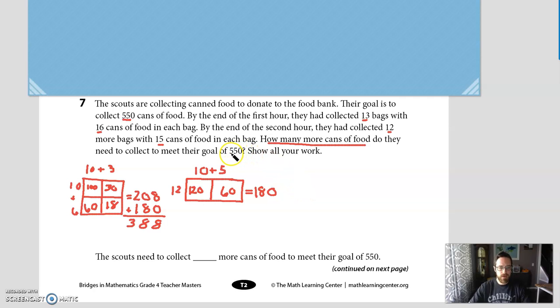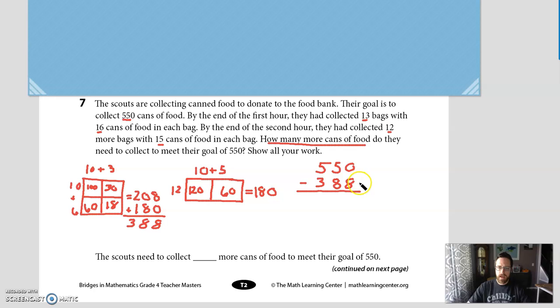And they want to meet their goal of 550. How many more? So now we have to take 550 minus and find the difference between how many they have collected and how many more they need. And this is where, again, you could use standard subtraction and borrow from the tens place and bring that over, or use constant difference to give or take.